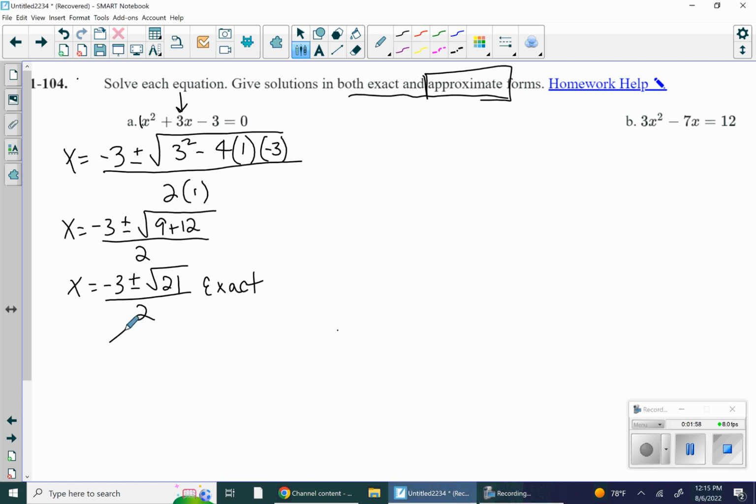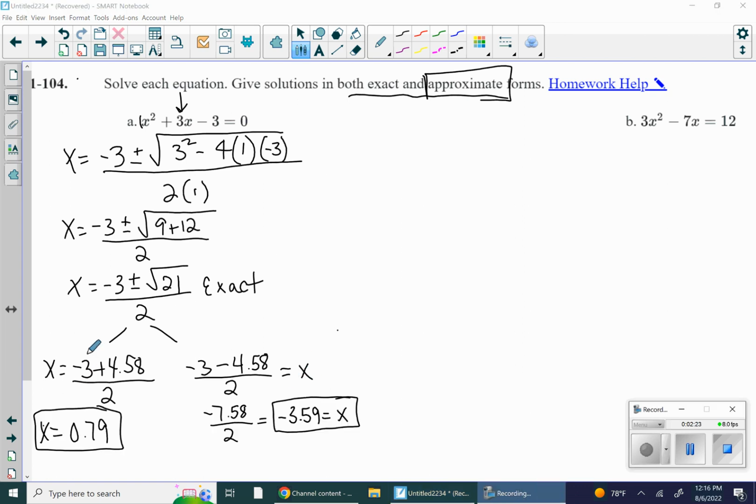So I'm going to break this into two equations. x equals -3 plus 4.58, all divided by 2, or -3 minus 4.58 all over 2. And please use a calculator. I don't care. So when I put this in the calculator, I get -3 plus 4.58 and then divide that by 2, and you get approximately 0.79. And in this case, -3 minus 4.58 is -7.58. Divide that by 2, and you get -3.59.